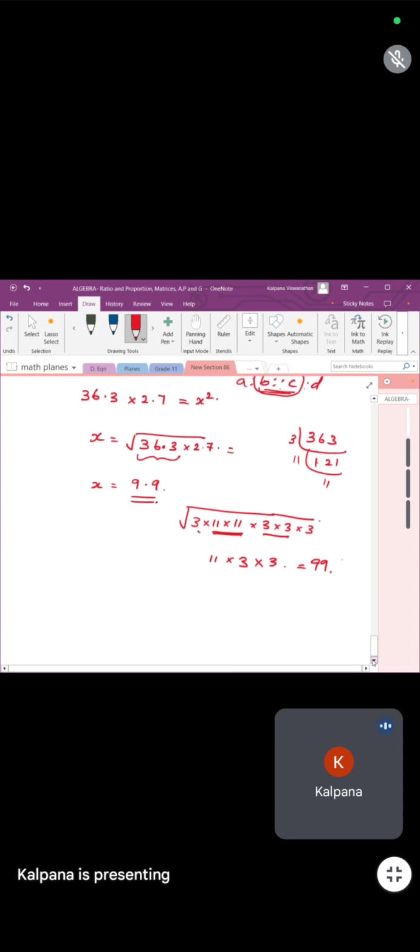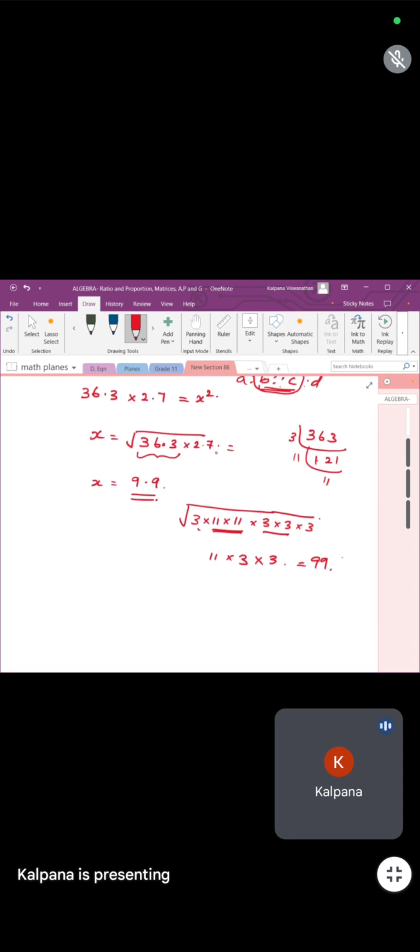Is that clear, children? So please don't make your calculation complicated. As much as possible, make it simple. Each term you can factorize, do the prime factorization like this and get the value. Understood? If you multiply, you will get a very big value, and again will you keep finding the square root? Okay, make it simple.